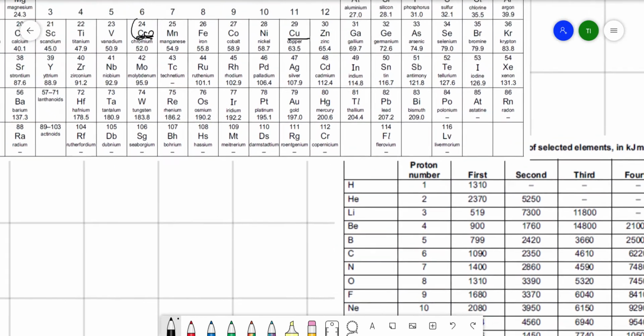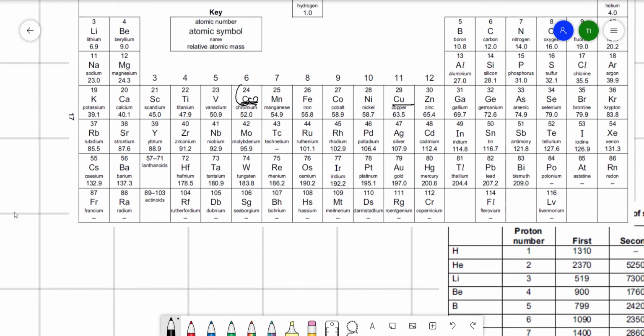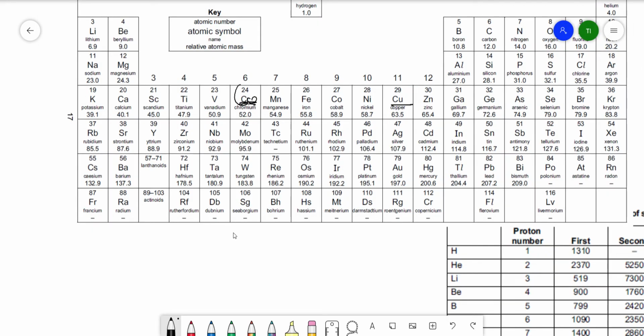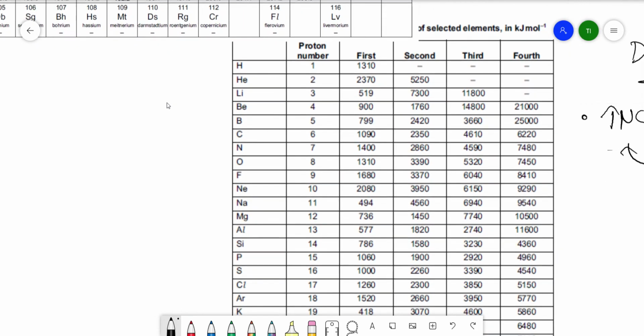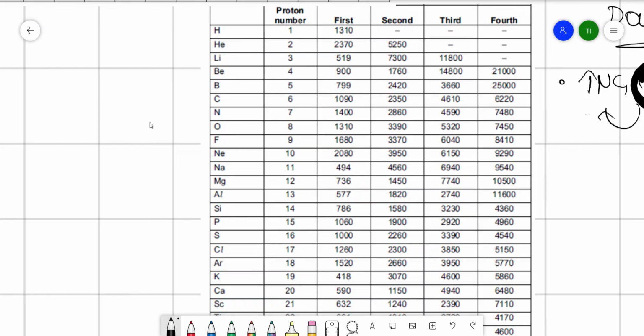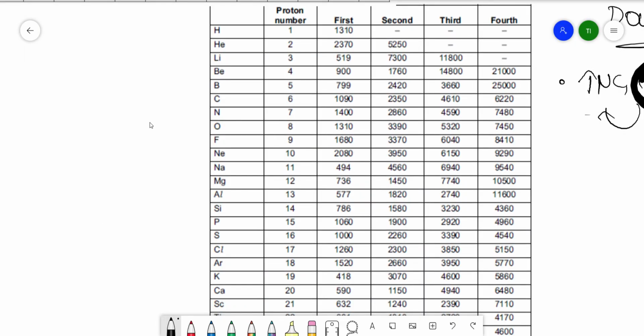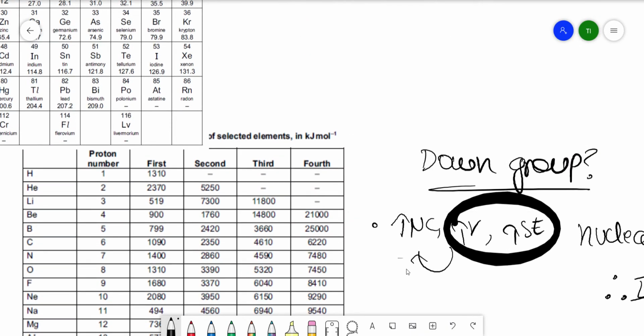So let's take an example directly from the periodic table. Sodium and potassium. Potassium is more down the group than sodium. So by the general trend, it should have a lower ionization energy. Let's take a look. Potassium is 418 and sodium is 494. So it follows the trend. I hope that makes sense.